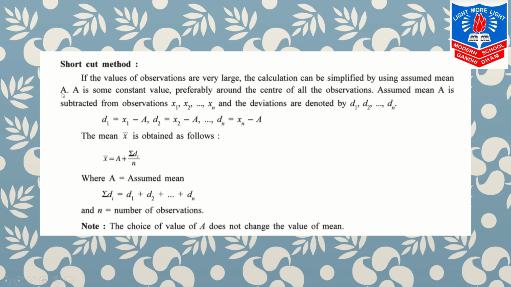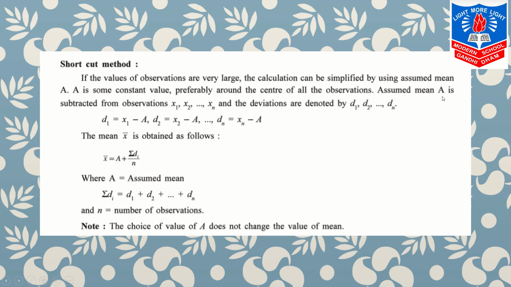That is A. Assumed mean को हम capital A से denote करते हैं. A is some constant value, preferably around the center of all the observations. Assumed mean A is subtracted from the observations x1, x2 till xn, and the deviations are denoted by d1, d2 till dn. यानी कि यहाँ पे हम बोल सकते हैं फॉर्मूला जो है वो इनडायरेक्टली यहाँ पे आप लोगों को बता दिया गया है.